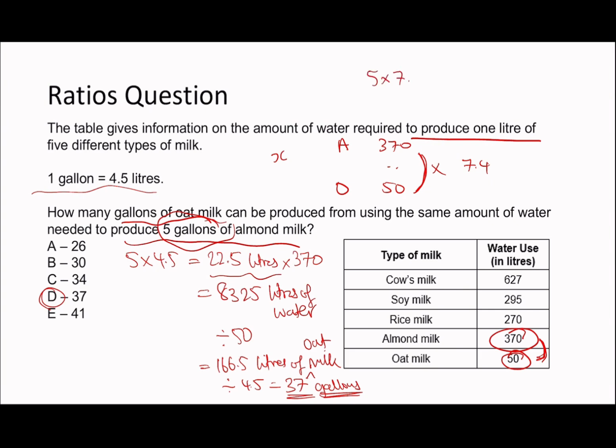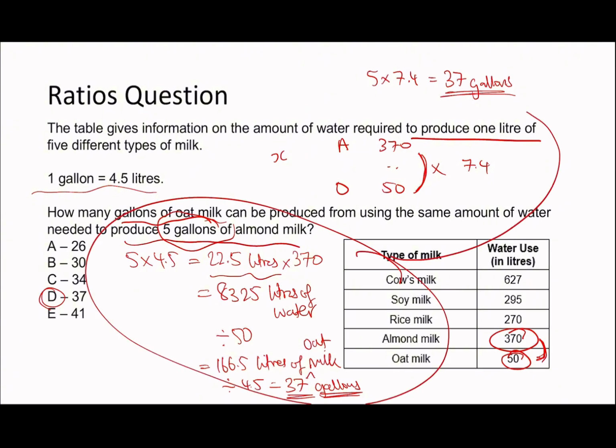And as you'd have it, 5 times 7.4 is 37 gallons. So you can see I've turned all of this into one line of work. Once again, a massively simplifying hack.